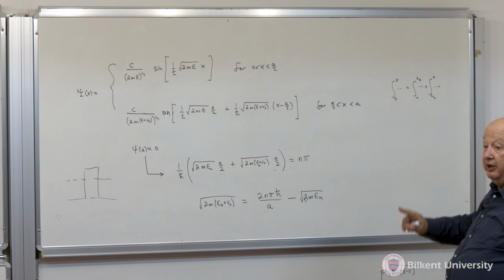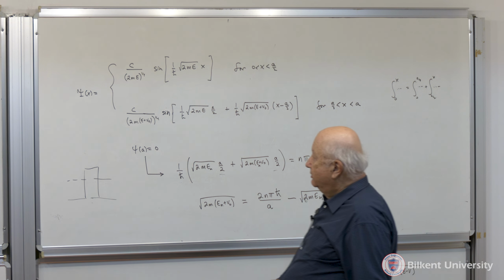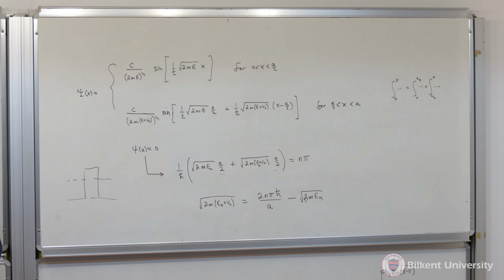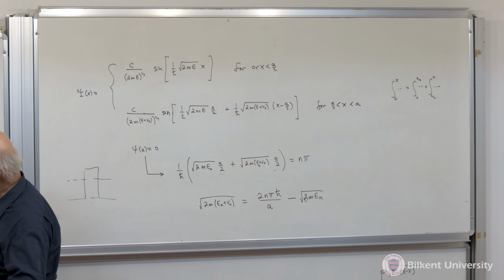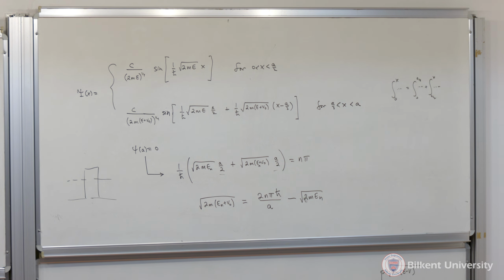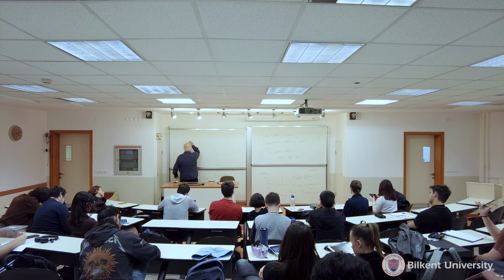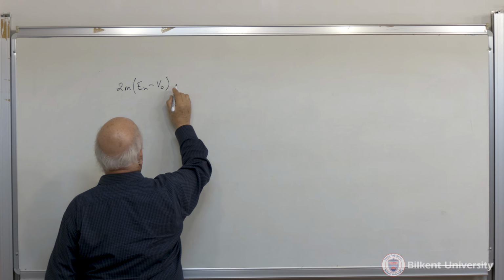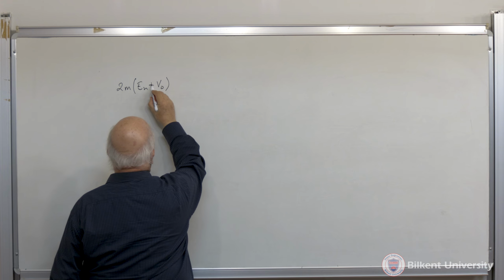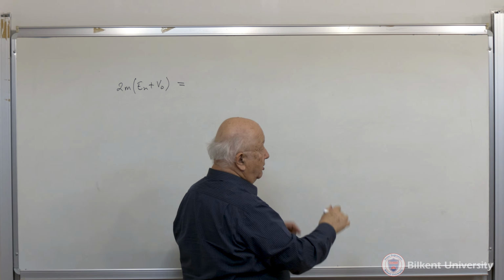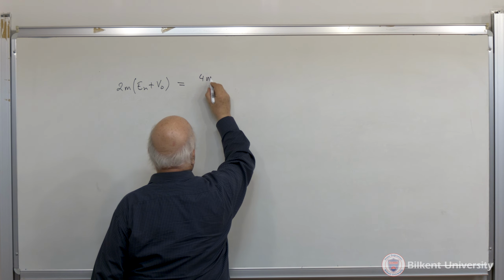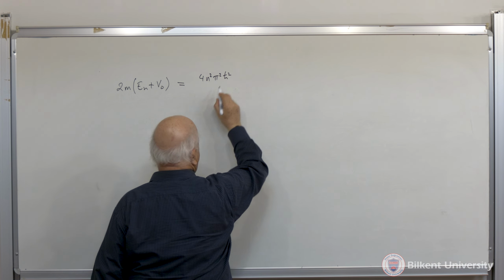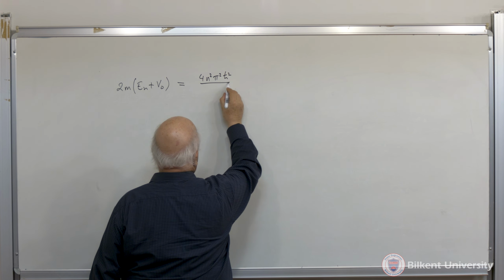So now I have to solve this for En. This is the time when your high school algebra becomes very helpful. So we square both sides. So what do I get when I square both sides? I get 2m(En plus V0) is equal to that thing squared, 4n squared pi squared h bar squared divided by a squared.